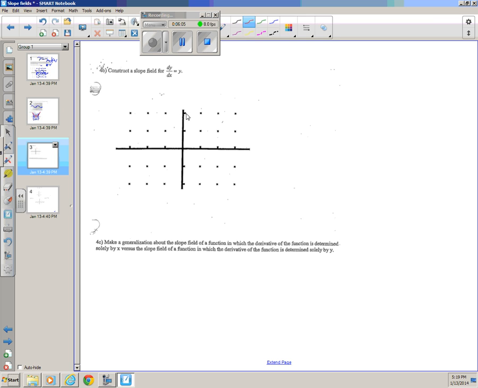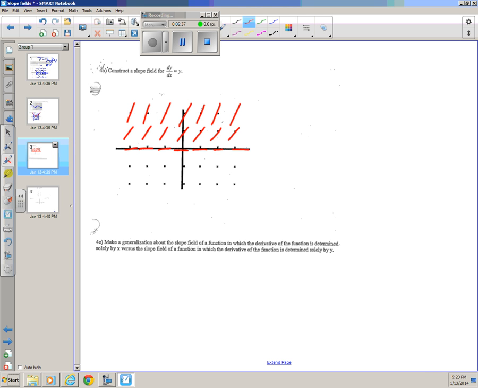So when y is 0, the slope is 0. So all along here, the slope is 0. When y is 1, the slope is 1. So all along the horizontal line y equals 1, the slope is 1. When y is 2, the slope is 2. Okay, so you can kind of get the idea here.